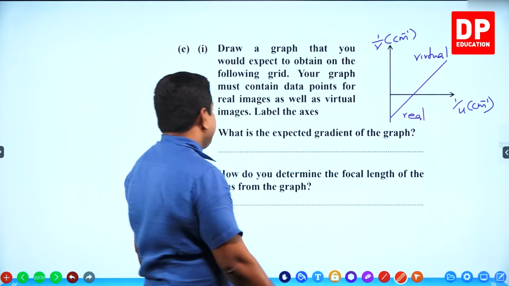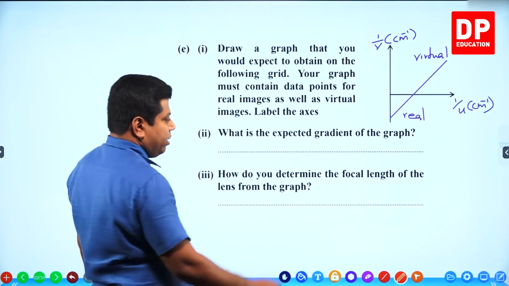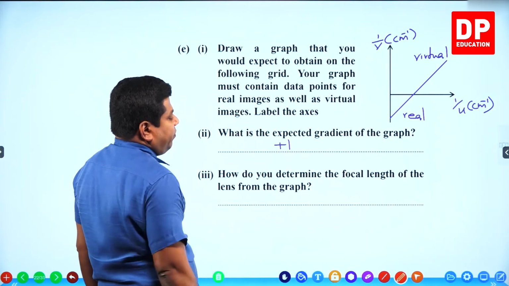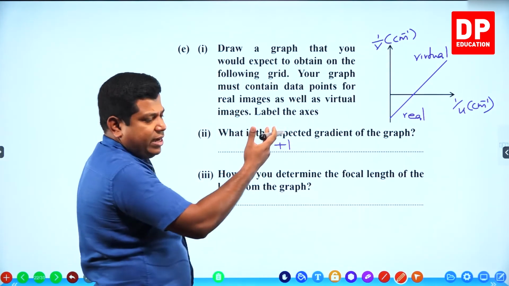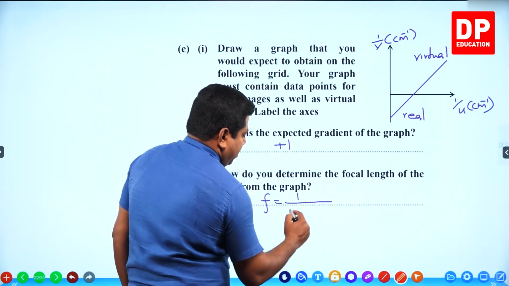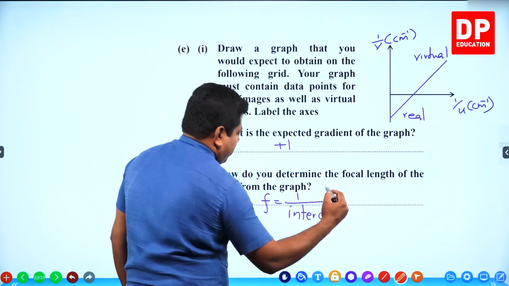Virtual images. What is the expected gradient of the graph? Gradient has to be plus 1. Plus 1. How do you determine the focal length? We have done that in our experiment. F will be 1 over intercept, the inverse of intercept. Correct?